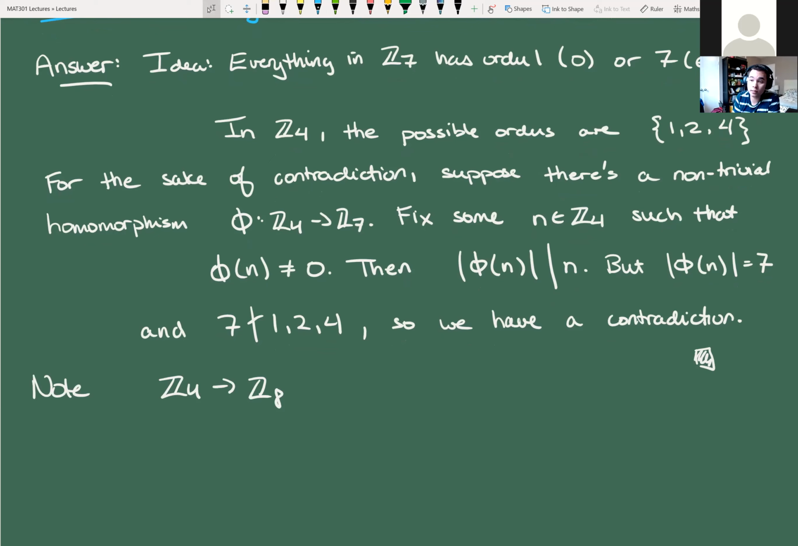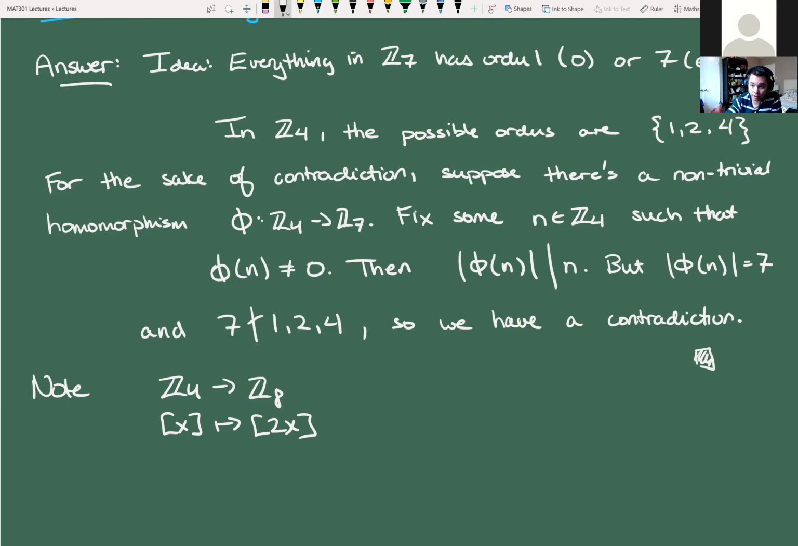Right? Because we wouldn't be able to make this argument anymore, because suddenly in Z8, there are elements of order 1, 2, and 4, and 8, right? So we wouldn't be able to make this argument. And in fact, there is a homomorphism. If you take every element in Z4 and you double it, that is a homomorphism. And you can check in that case, and that actually does do the order thing that we want.